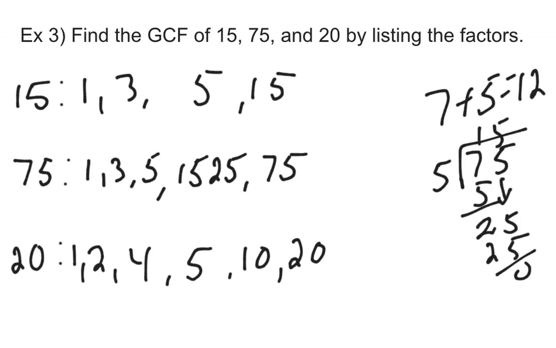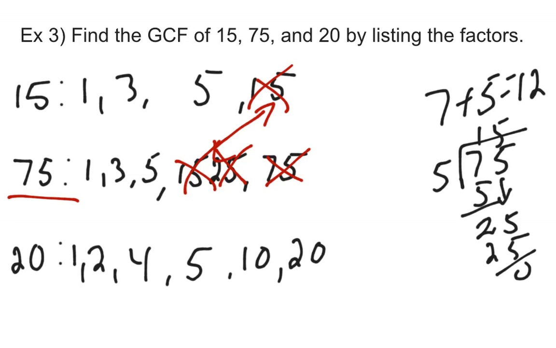Largest number that's in common, greatest common factor. Well, they don't have a 75 in common. Sometimes it's easier just to start with the largest number like 75 and work our way down. They don't have a 25 in common. They have a 15 in common here, but there isn't one in the third one. So the 15s don't work, because here's the trick.